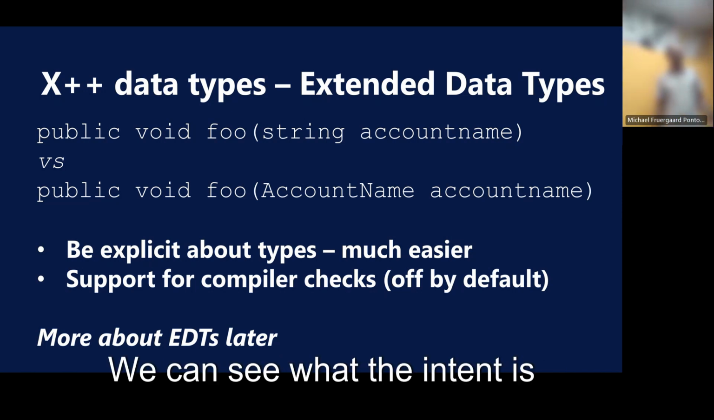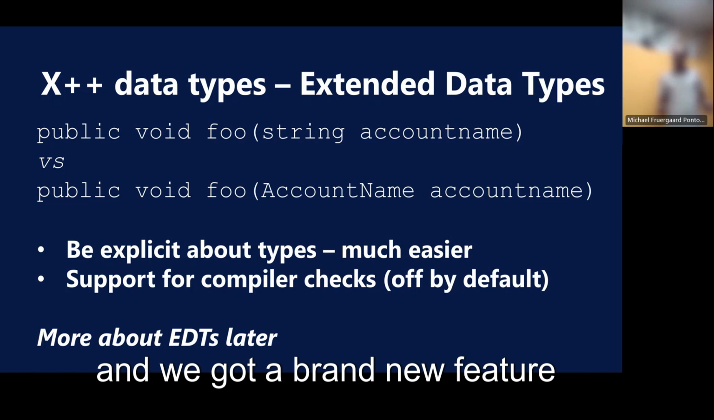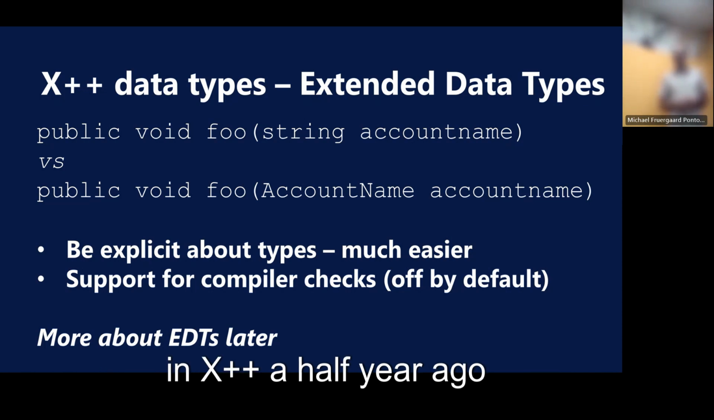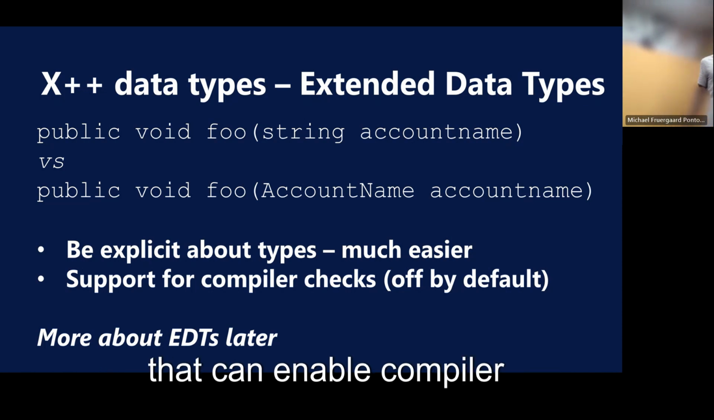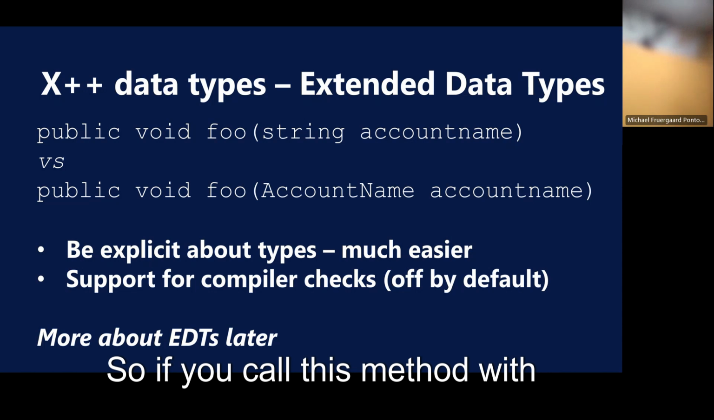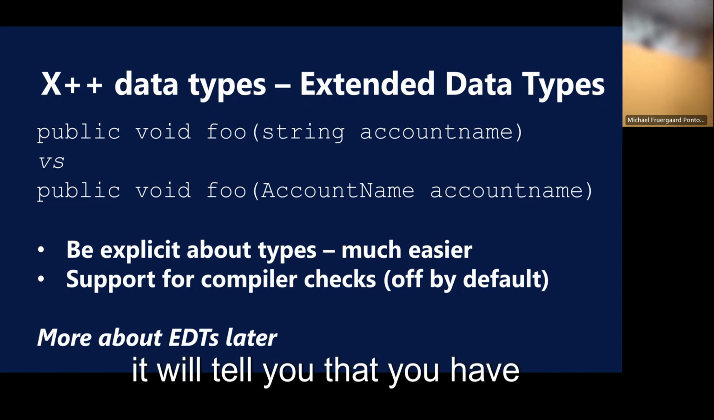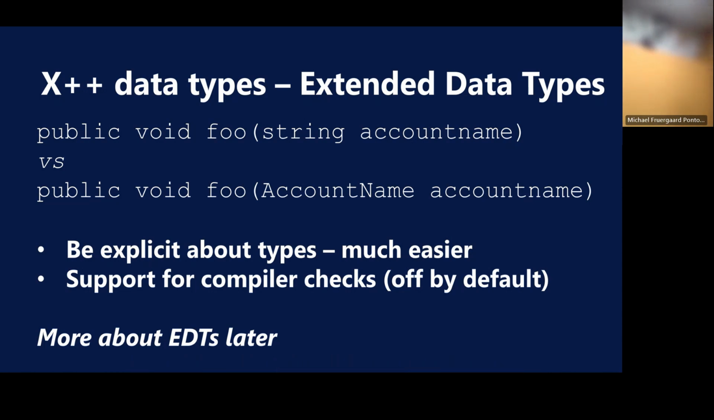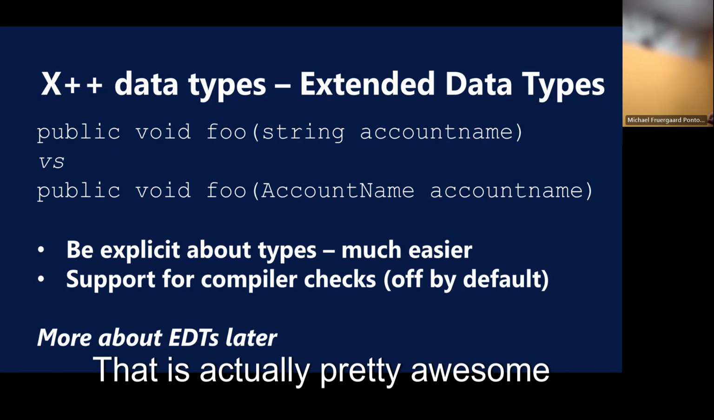We can see what the intent is. And we got a brand new feature in X++ a half year ago that can enable compiler checks. So if you call this method with a file name, it will tell you that you have a problem. That is actually pretty awesome. Right?